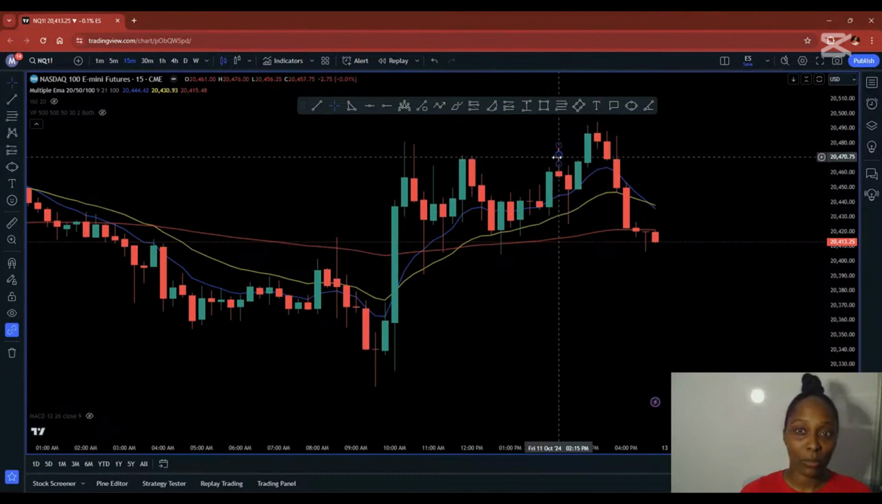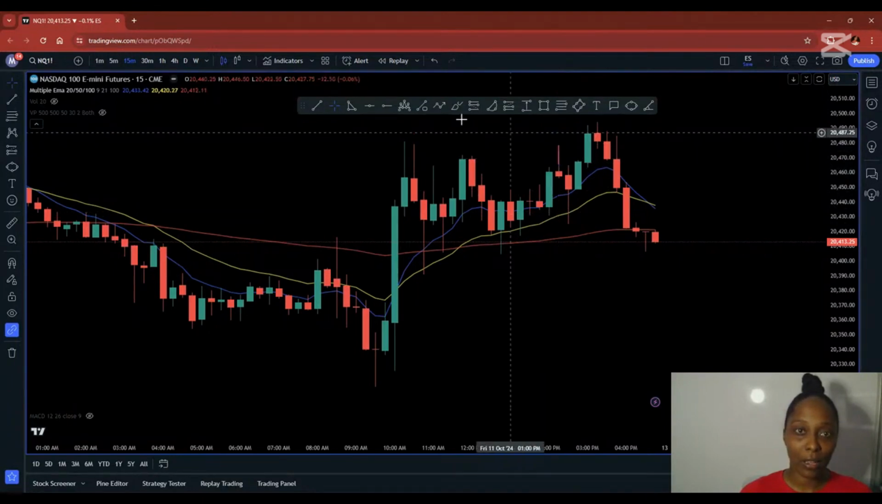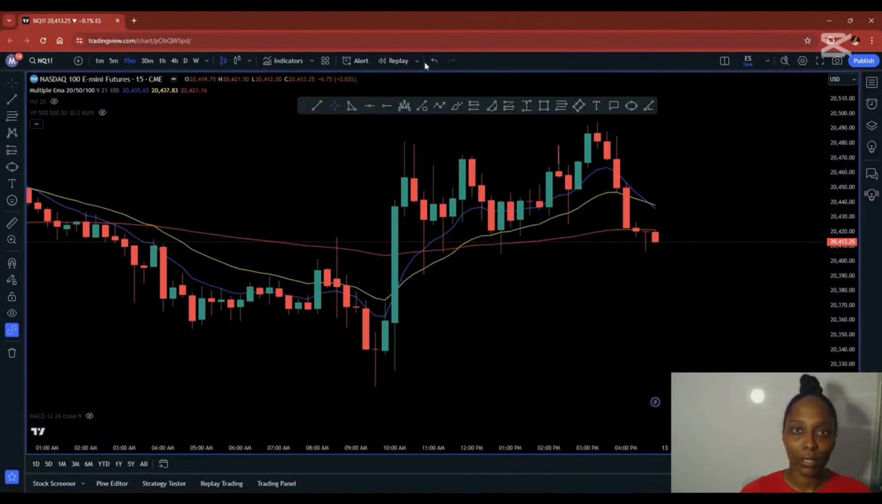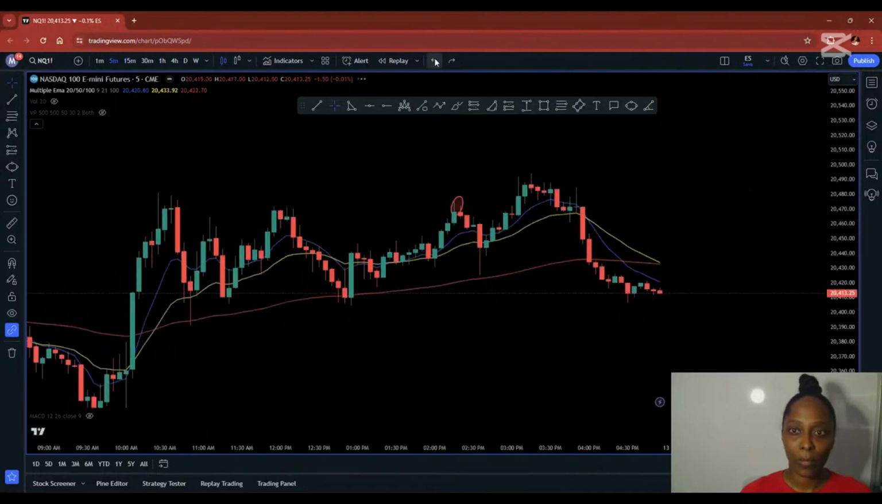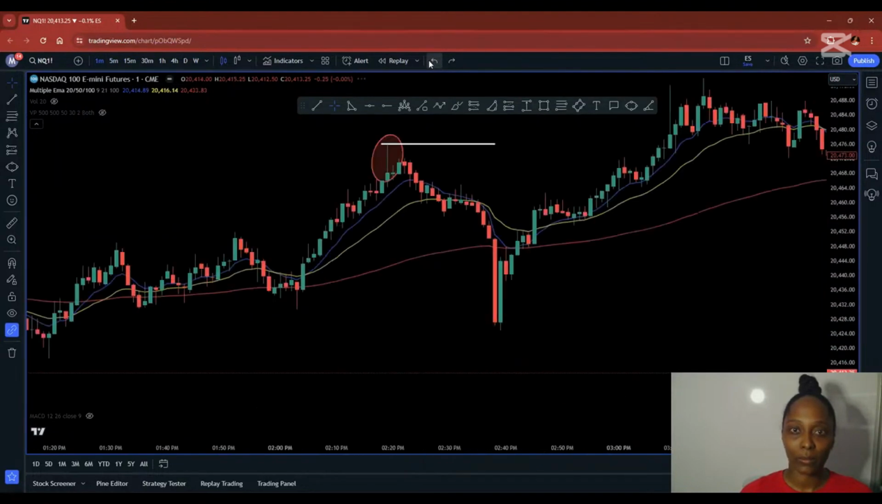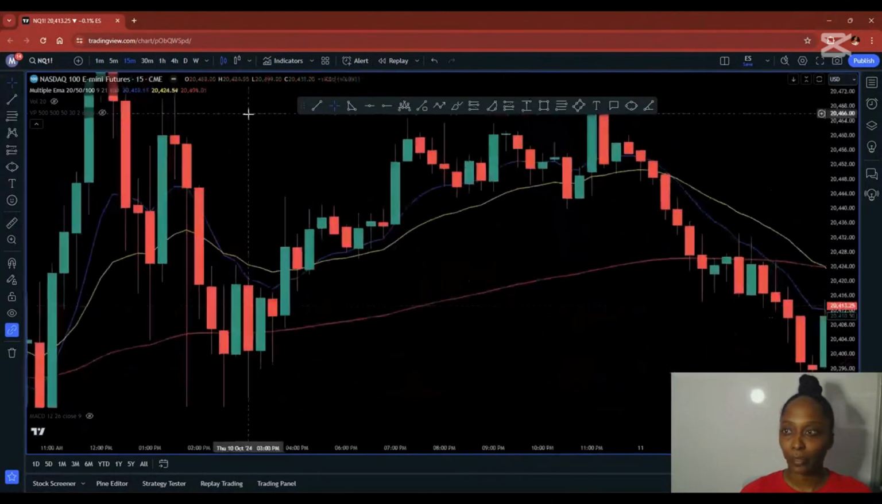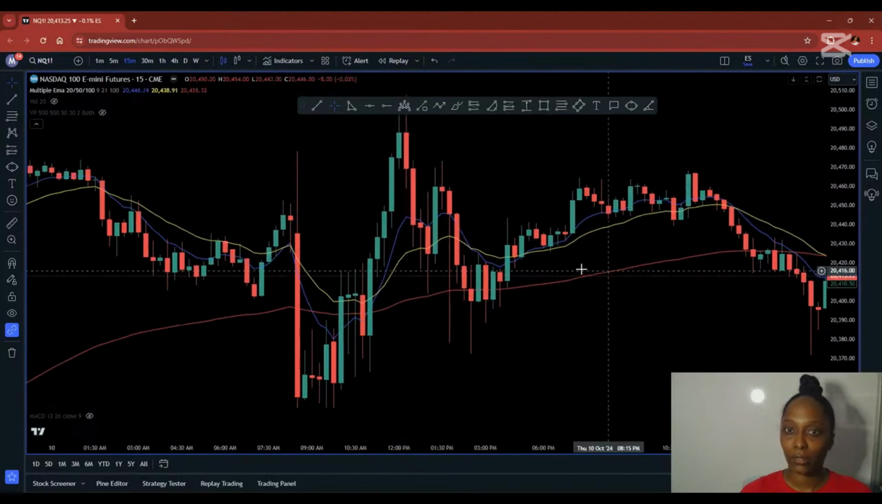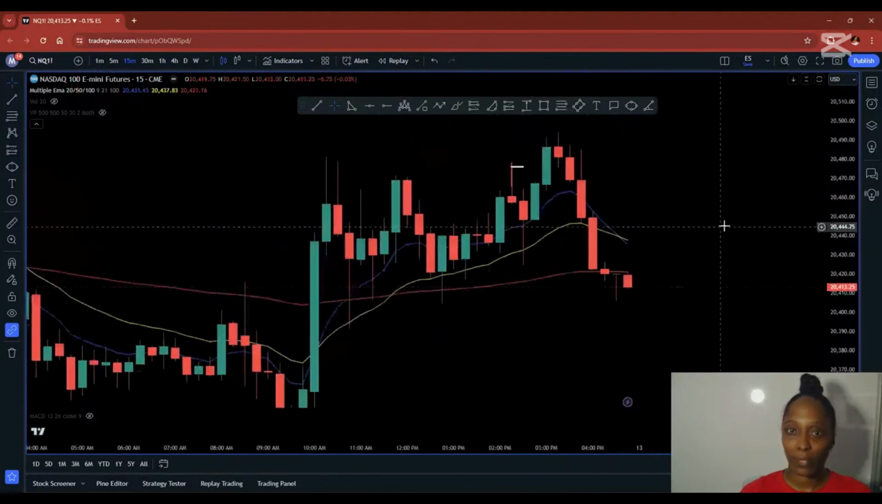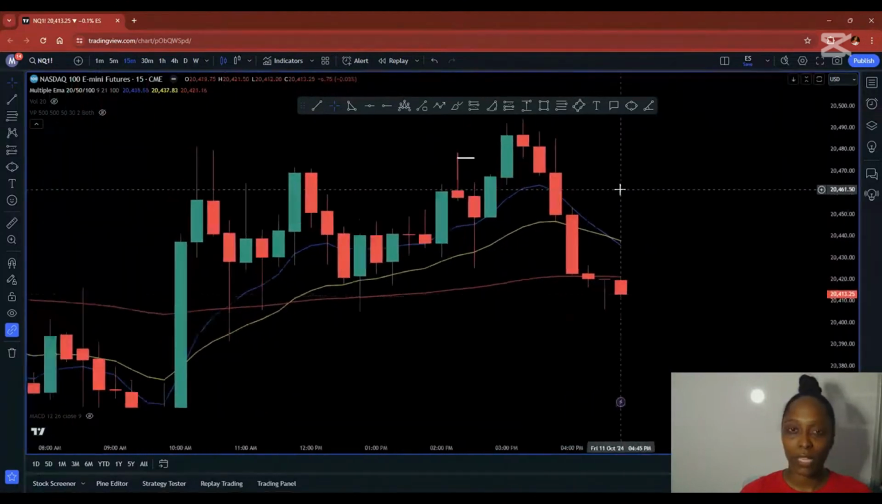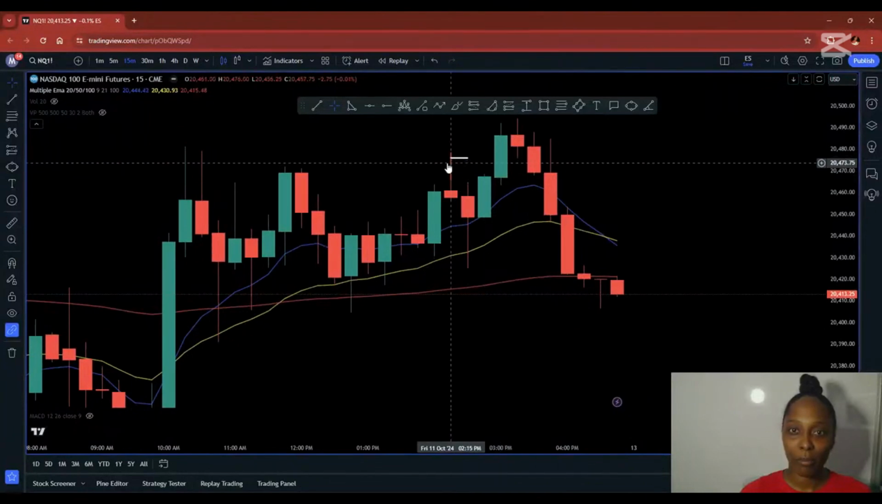And then again, where's my risk? My risk would be above. Here, let's do this. Let's do that so we can see it a little better. All right. So boom, there it is. I'm getting in. My risk would be above that high. Above that high. This candle, remember, we marked a high.